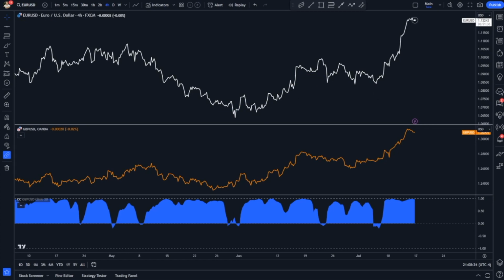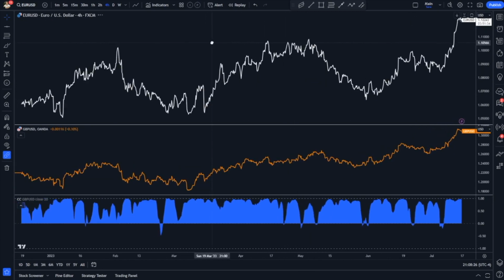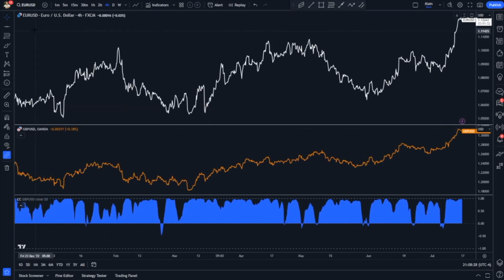Now, the strategy that we are going to be looking for involves using two positively correlated assets, okay? And we are going to be looking for rare instances in which that positive correlation, quote unquote, breaks down. How do we spot breakdowns in the correlation? Well, use this indicator here. These are periods in which the euro and the pound are not moving in the same direction. In fact, they are moving opposite to one another.